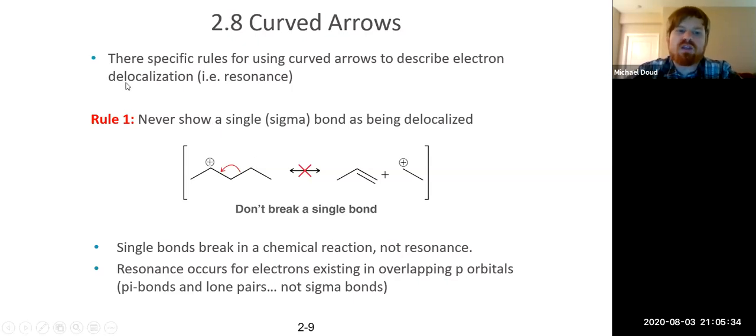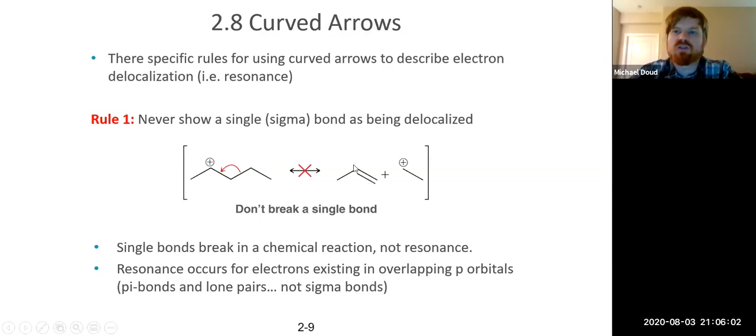So for example, rule number 1, never show a sigma bond as being delocalized. Sigma bonds can't be delocalized. It's got to be the pi overlap that drives the delocalization. So for example, here it's showing this sigma bond forming a pi bond over here. That's not delocalization. That's a reaction that's occurring. That would be like if you had a reaction that occurred, but this is your reactant, this is your product. That's not what we're talking about.